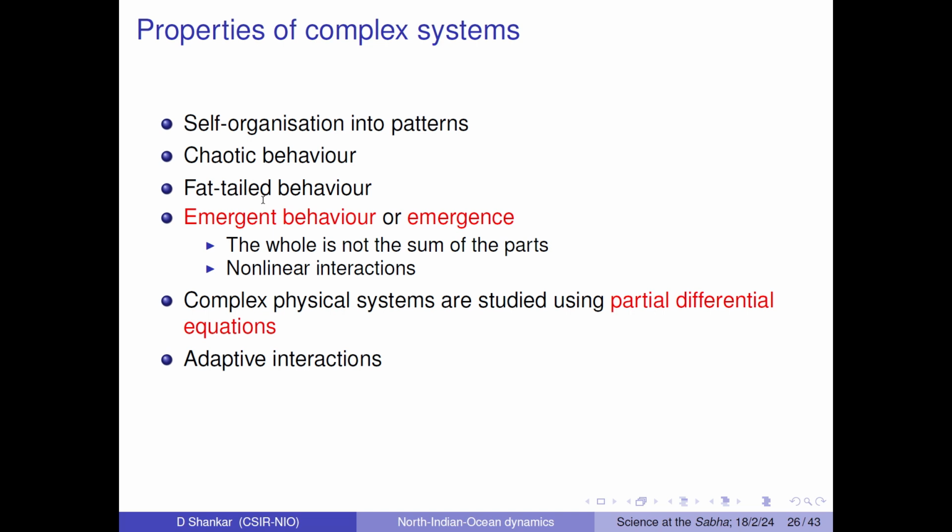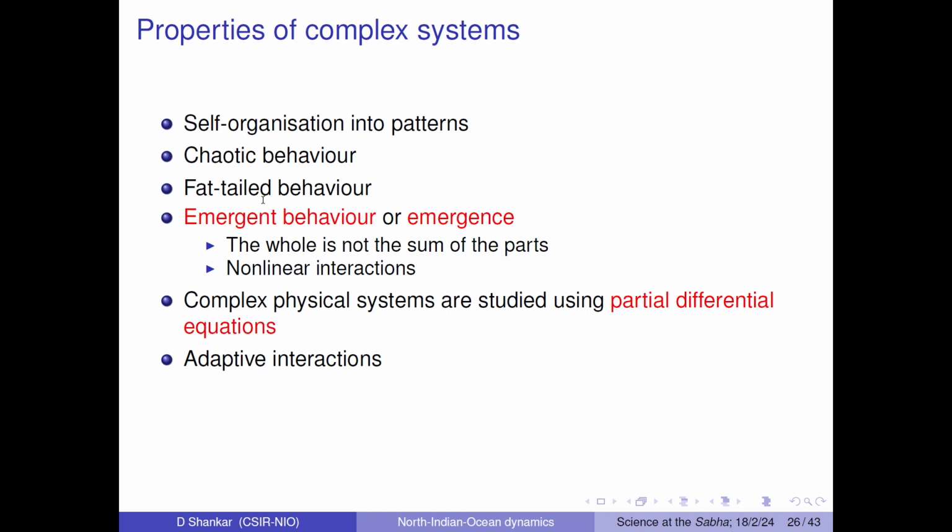update it. Another property is what's called fat-tailed behavior. You expect a normal or skewed normal kind of behavior with the extremes being small. But that's not true in complex systems. You get many more extreme events than you would expect from linear theory. There's also what's called emergent behavior. We'll take a look at what this is, but it's a result of nonlinear interactions.